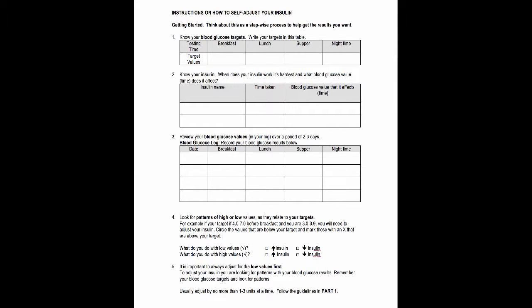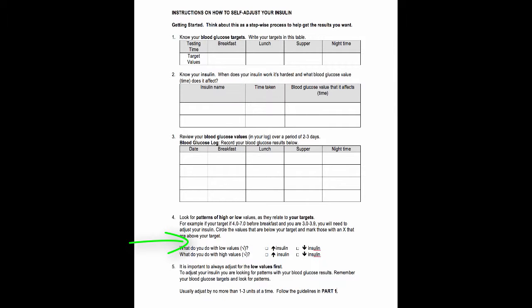So then question 3, review your blood glucose values in your log over a period of 2 to 3 days. So this is where they either write it down right at that moment, or they go back into their meter memory and pull them out. So this is where they're looking for the patterns. So this is pattern management, to see if from the time they take their insulin and where it's supposed to work, is their blood glucose value coming into the target that they previously set in question 1.